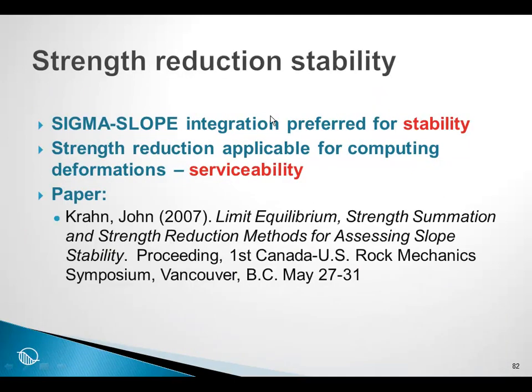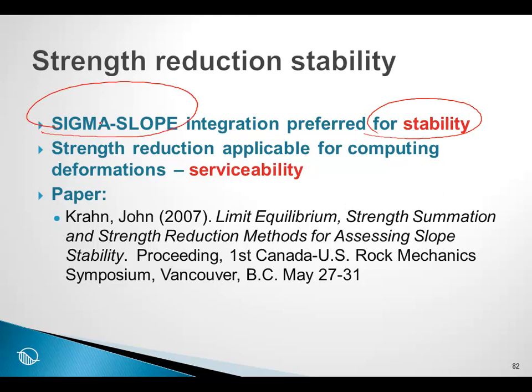A commentary on the strength reduction stability approach. Our view at GeoSlope is that it is better to integrate sigma and slope when you want to talk about stability. It is more difficult to look at stability if you are going to use sigma alone. We believe it is much better and much more informative to combine sigma with slope when we want to talk about stability. So when we want to talk about stability, we should use both programs.